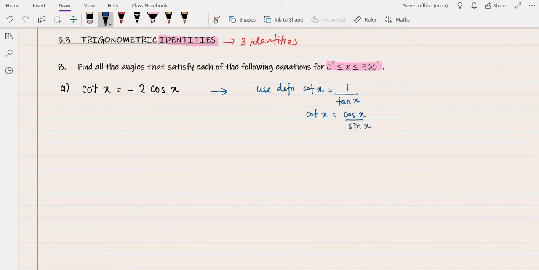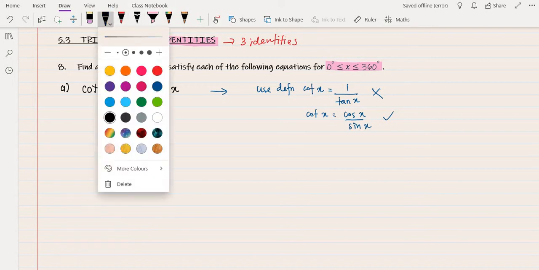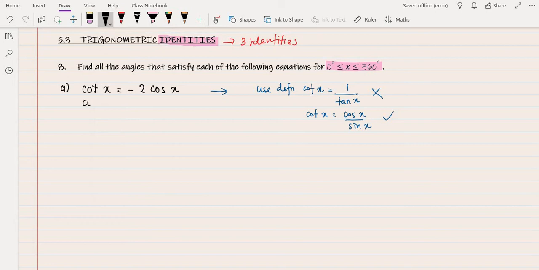So what do we do now? Which one should we choose? Do take note, we have negative 2 cos x on our right hand side. So we are not going to choose the first one, we'll choose the second one because this one consists of cos x as well. So what we will do here is let's just change that into cos x over sin x, and everything must be equal to negative 2 cos x.